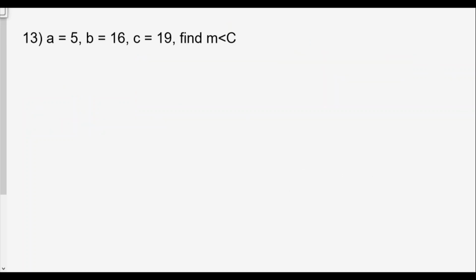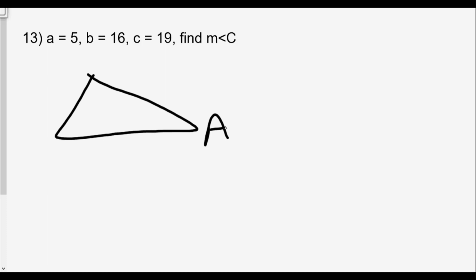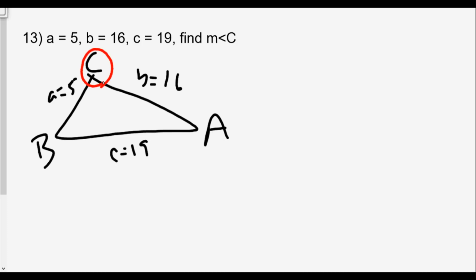Now for 13, we're trying to find, in this case, a side here. Oh, I'm sorry, the angle. So here, we draw a diagram. Here is going to be A, we're going to do B, and here we go, C. The side opposite C is 19, the side opposite B is 16, and the side opposite A is 5. And we're trying to find angle C. Angle C is here, right?